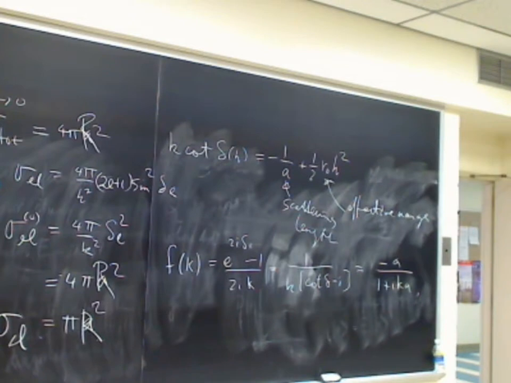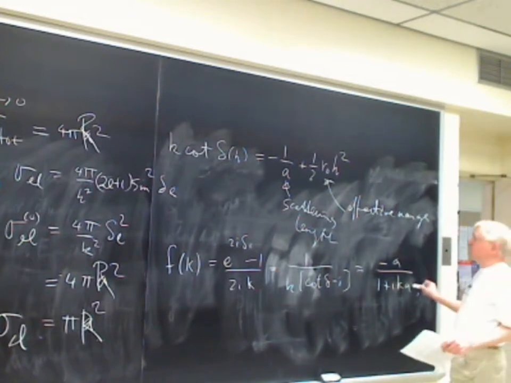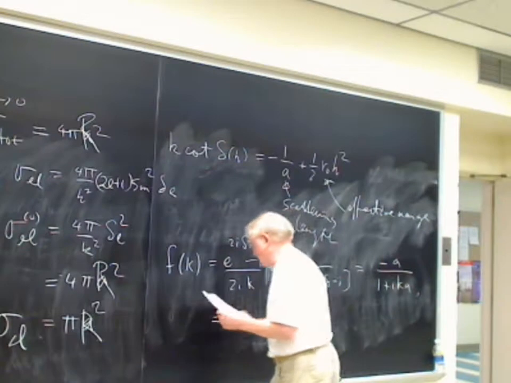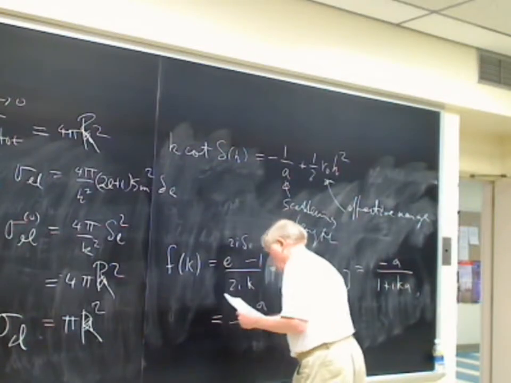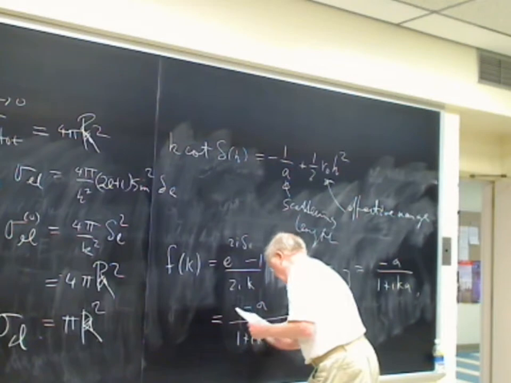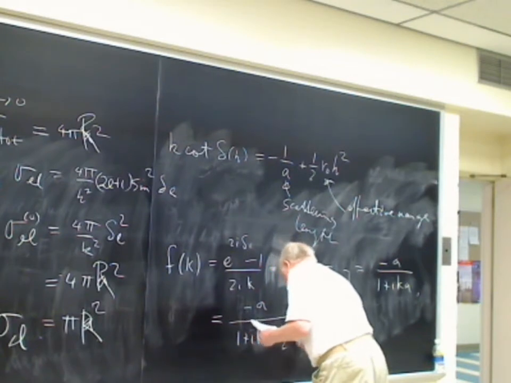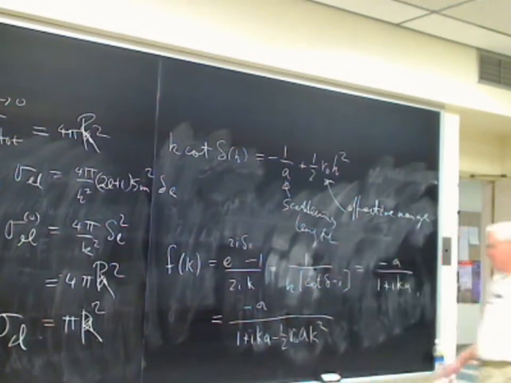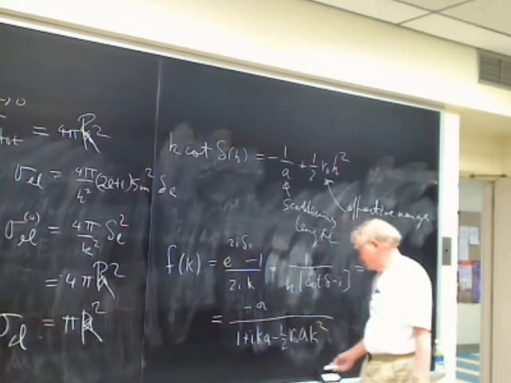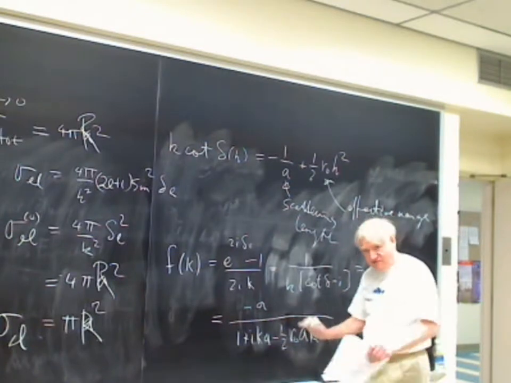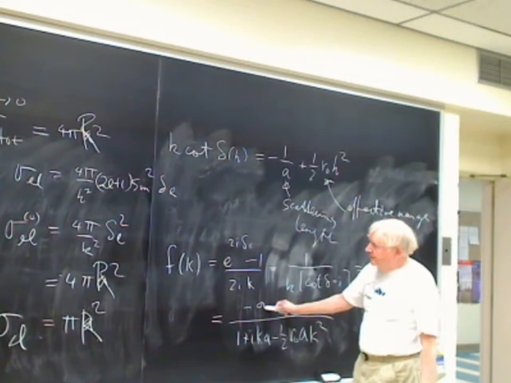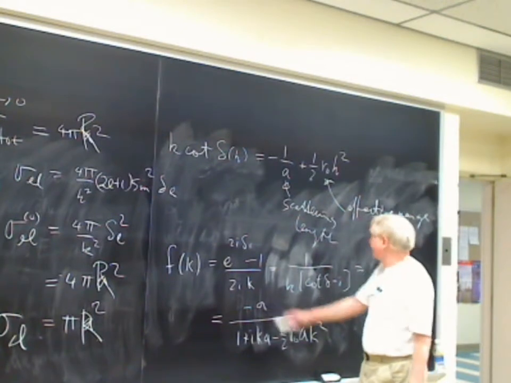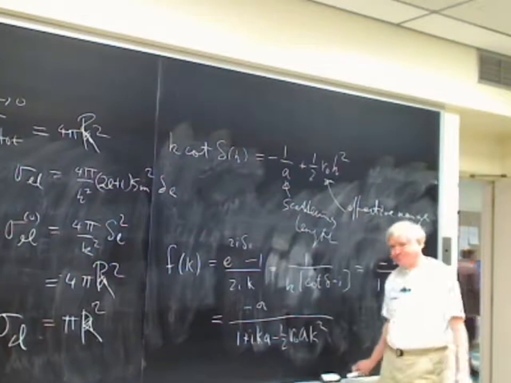And that's the scattering amplitude if you just use the scattering length. If you put in the effective range, then this is minus A over 1 plus I Ka minus a half R0 A K squared. So that's the better formula that you get for the scattering amplitude. And conversely, if you analyze the S-wave scattering amplitude experimentally, you can figure out what the scattering length is and what the effective range is.